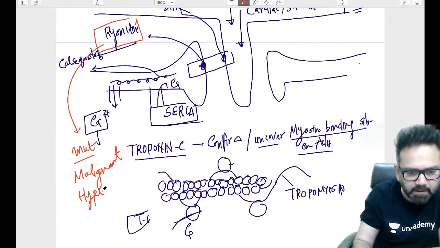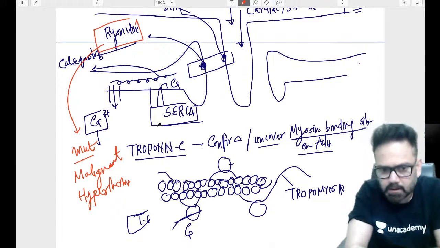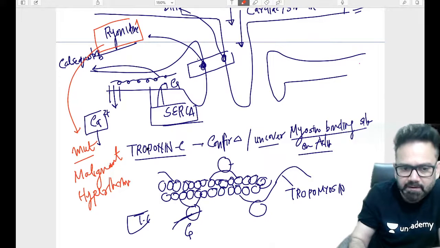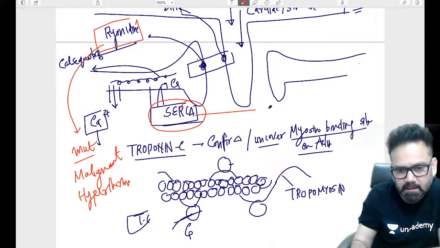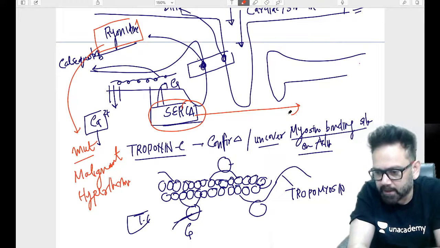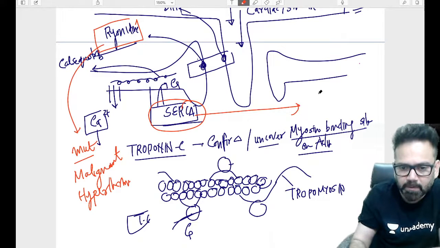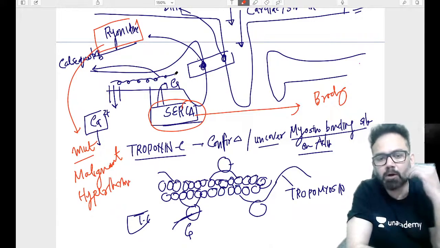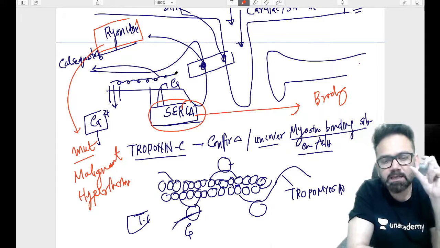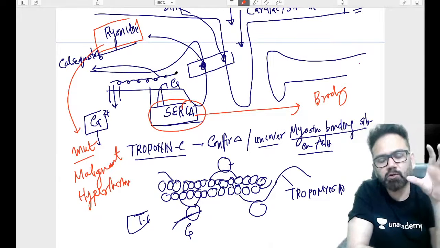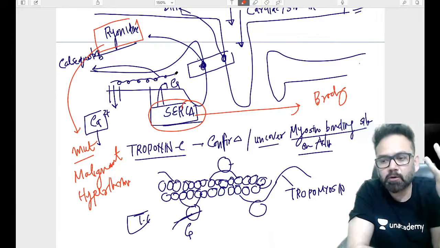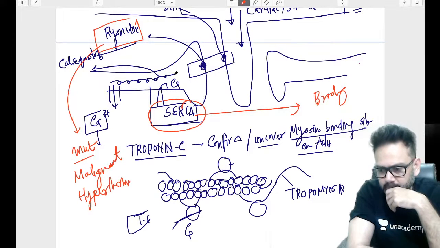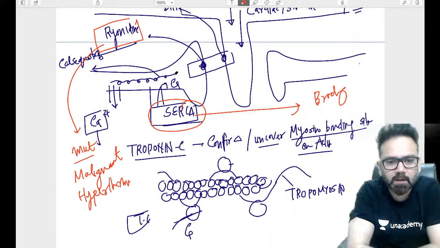What is Brody's myopathy? Dihydropyridine? No. If this pump, the SERCA, is not acting properly, it is not dihydropyridine. When this is not working properly, it can cause Brody's myopathy, and calcium cannot go inside easily. And when calcium cannot go inside easily, relaxation will be hampered. So after exercise, you have to relax a bit, and then only you can cause contraction. Central core disease. Okay. So there are so many diseases.